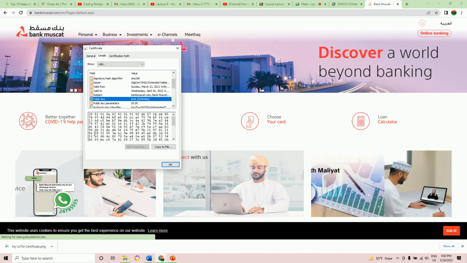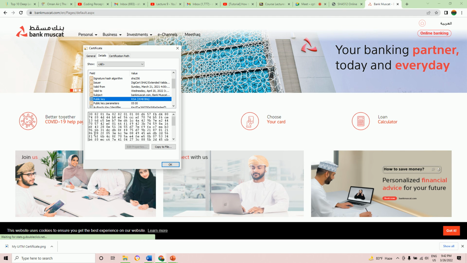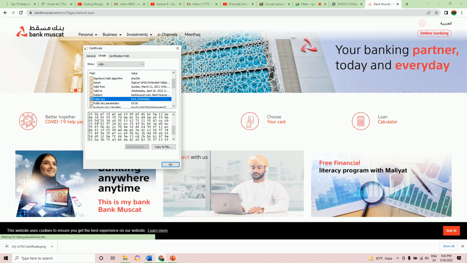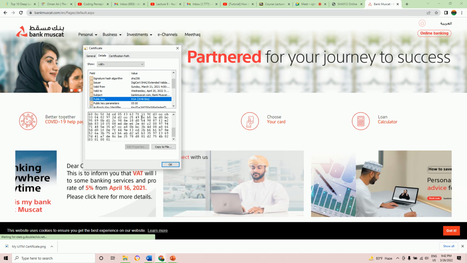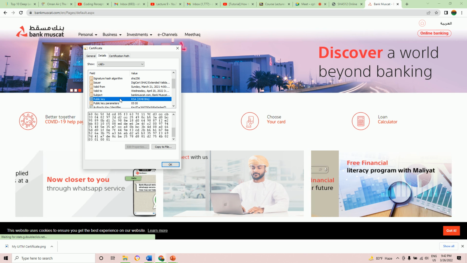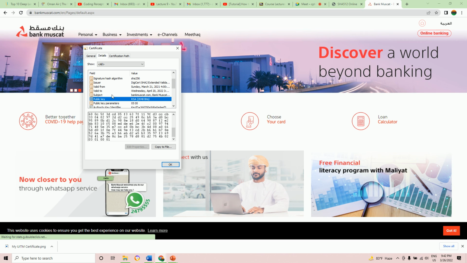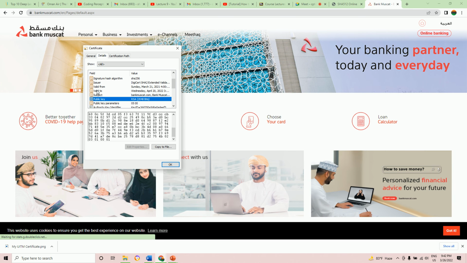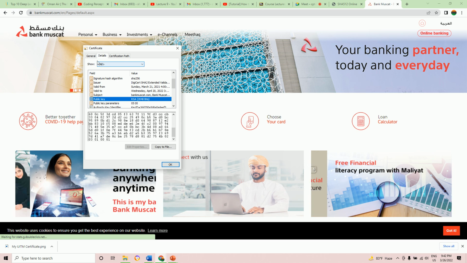Earlier you studied what are public and private keys. So this public key belongs to Bank Muscat. We cannot see the private key because the private key is kept secret. So the public key of the Bank Muscat has been added into this certificate. Clear?